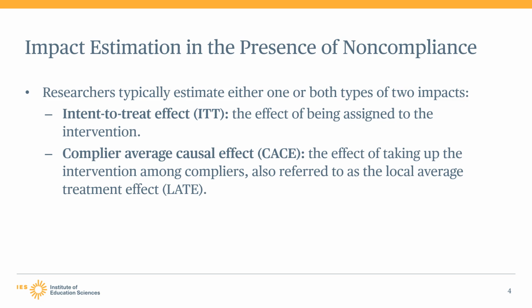The other type of impact that researchers might estimate in an RCT with noncompliance is the complier average causal effect, or CACE, which is the effect of receiving the intervention. The CACE represents the effect of taking up the intervention among compliers, namely, those who would take up the intervention if assigned to the intervention condition, as well as those who would not take up the intervention if assigned to the comparison condition. This is sometimes referred to as the local average treatment effect, or LATE.